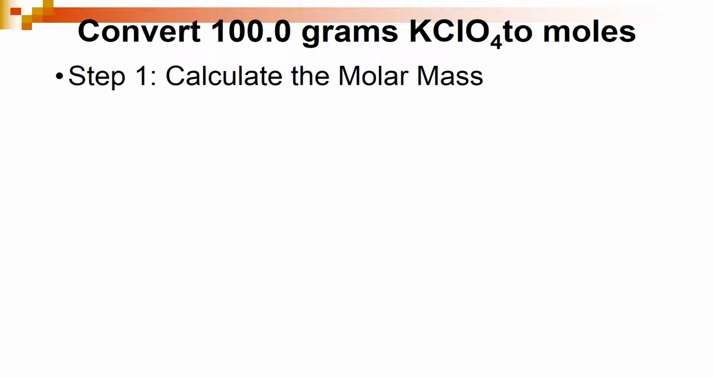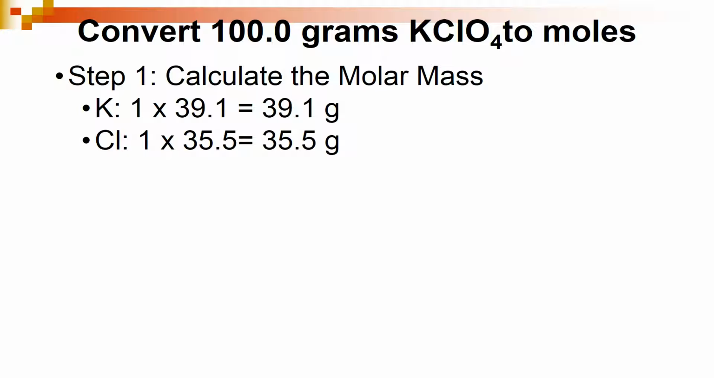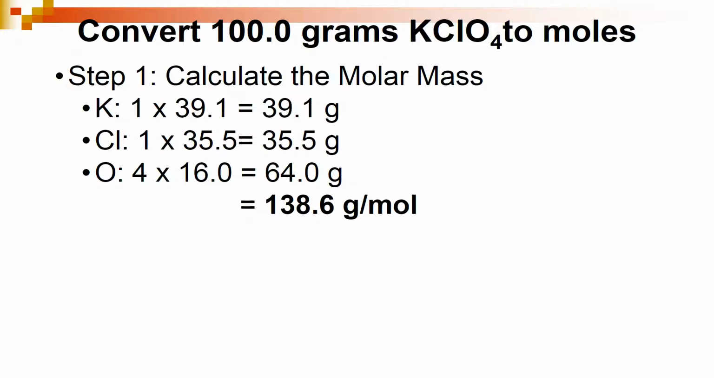Step 1 again is always to calculate the molar mass. So we have one potassium that has a mass of 39.1 grams. We have one chlorine that has a mass of 35.5. Notice that just to keep it with one significant figure after the decimal point, because that's generally enough, I rounded chlorine from 35.45 to 35.5. Then we have 4 oxygens that each have a mass of 16.0, making oxygen's total mass here 64 grams. When we add these values together, we should get a molar mass of approximately 138.6 grams per mole.